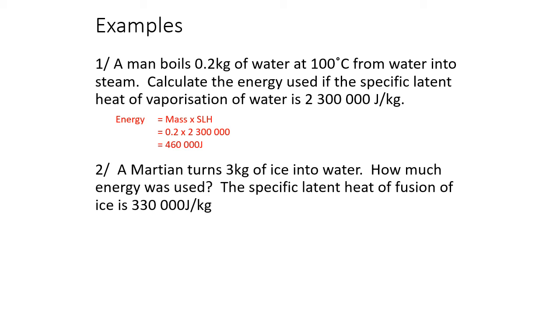A Martian turns 3 kilograms of ice into water. How much energy was used? The specific latent heat of fusion of ice is 330,000 joules per kilogram. So again, we know that the energy is the mass times by the specific latent heat. This time we've got a mass of 3 kilograms. And the specific latent heat is 330,000 joules per kilogram. So if we multiply these two together, we get 990,000 joules.